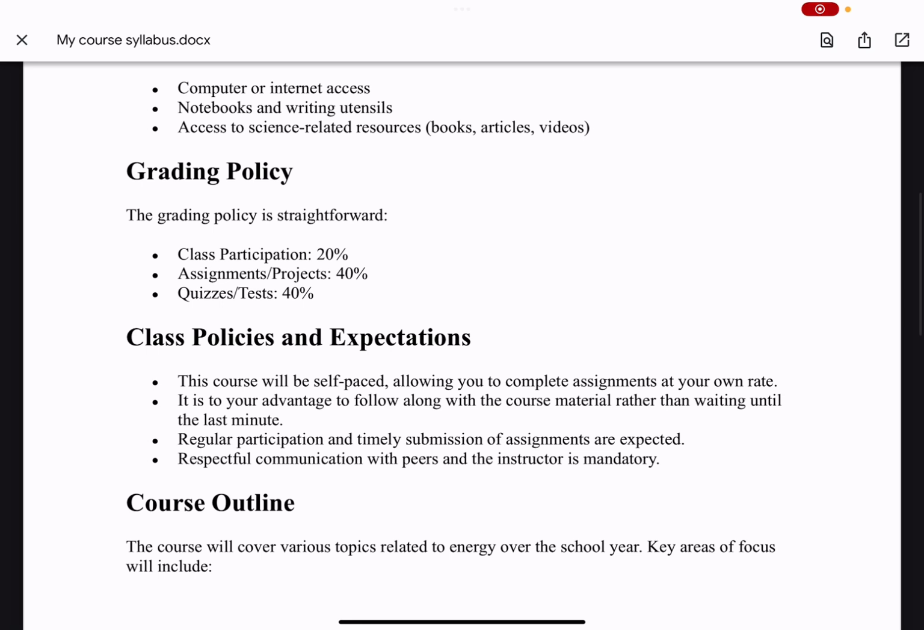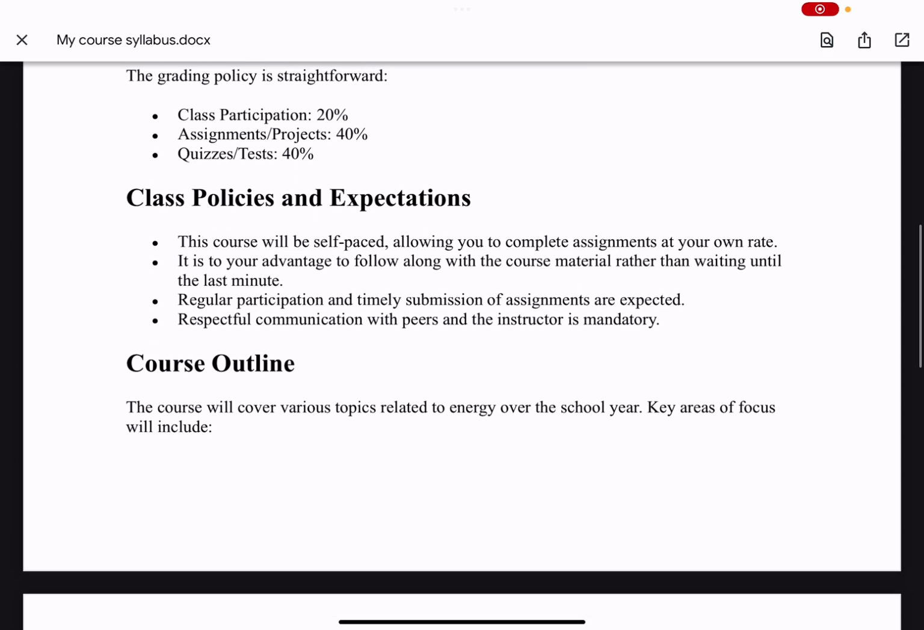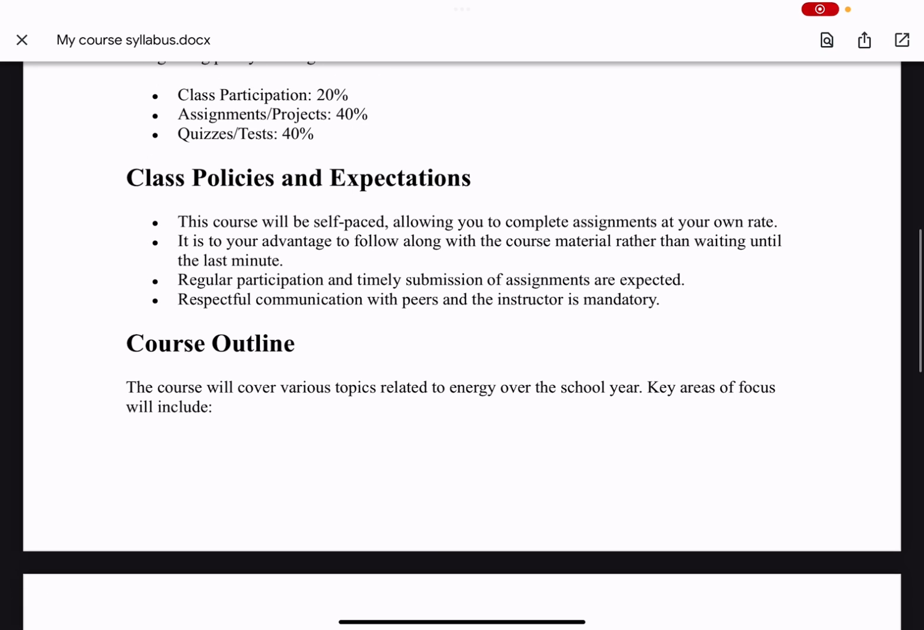Grading policy is pretty straightforward. Class participation will be 20% of your grade, assignments and projects are 40%, and quizzes and tests are also 40%. Policies: this course will be self-paced, allowing you to complete your assignments at your own rate. It is to your advantage to follow along with the course material rather than waiting until the last minute. Regular participation and timely submission of assignments are expected. Respectful communication with peers and the instructor is mandatory. If you need anything, feel free to reach out to me through Google Classroom.